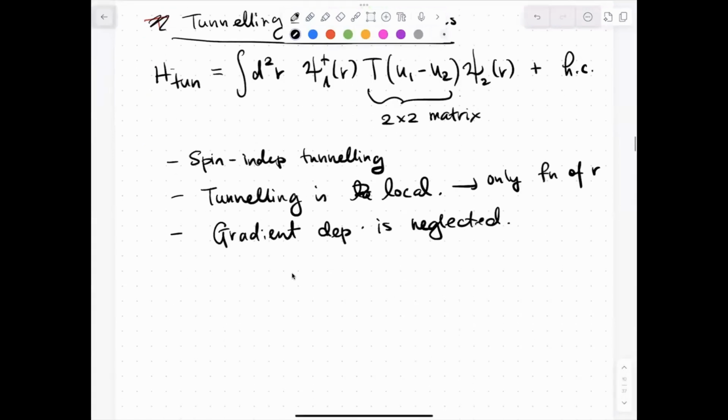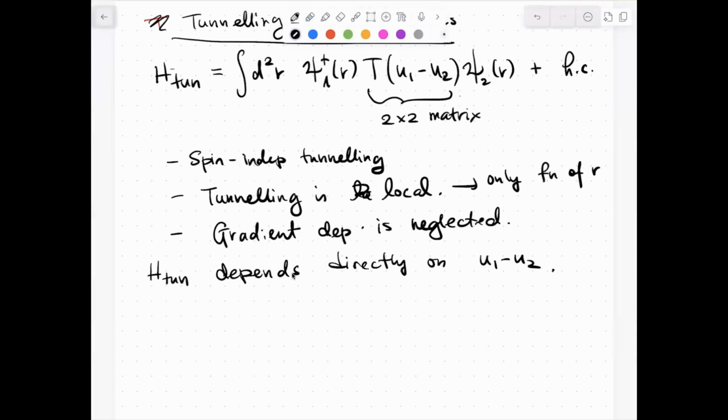One thing: H tunneling depends directly on U1 minus U2. That is different than the Dirac cone, where it depended on the gradient. So we are making an additional assumption here, an additional perturbation. I'm assuming that the twist angle, partial U, is small and slowly varying. I'm also assuming that this tunneling term that I'm adding is relatively small, because it doesn't depend on the gradient, so I can't quite use that argument. I can use that argument to neglect the gradients of U.